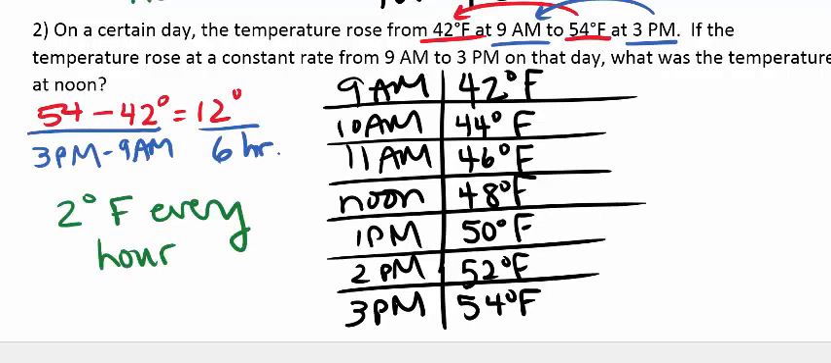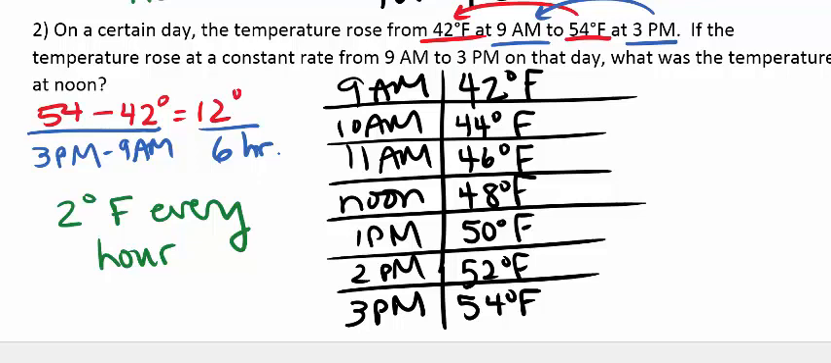So if you subtract the temperature from 9 a.m. to 3 p.m., we're going to subtract 54 minus 42, and we see a change of 12 degrees. And then if you count how many hours have gone by from 9 a.m. to 3 p.m., and you count up from 9, you would count 10, 11, 12, 1, 2, 3. That's 6 hours. And then 12 divided by 6 is going to be 2 degrees Fahrenheit every hour. And so that's what it's going to change.